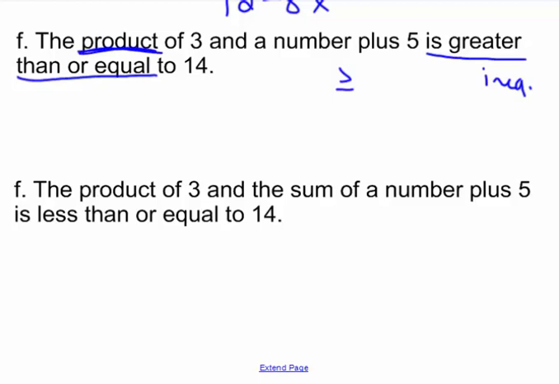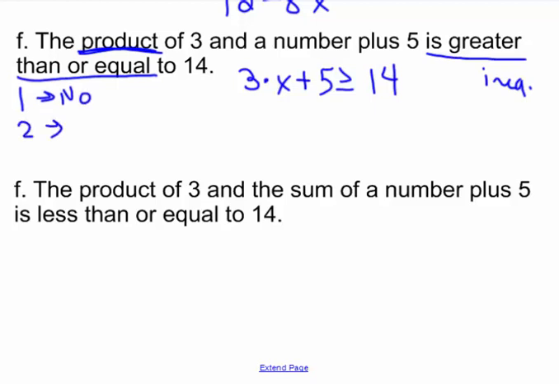The product. Product means multiply. Now, what two things am I multiplying here? Well, where's the prepositional phrase? Of 3 and a number. So, the product, two things that I'm multiplying, 3 and x, 3x. Okay, and then it says plus 5. So it's going to be 3x plus 5 is greater than or equal to 14.